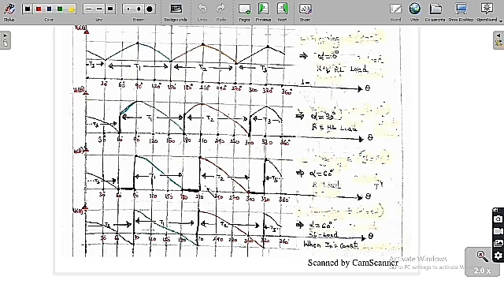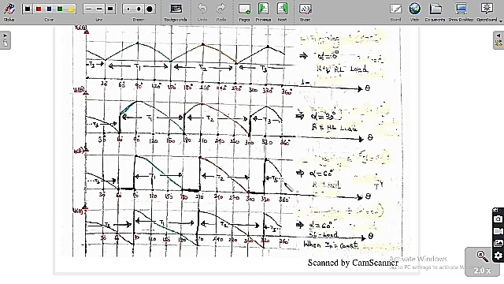Similarly, when T2 conducts, the output voltage is equal to the voltage VB0, so it follows VB0. But after 300, VB0 is again negative in this region. I have already told you, if V0 is negative, then I0 is negative, and I0 cannot pass in the reverse direction of T2. So it will be an open circuit, and V0 is equal to 0 in that case.